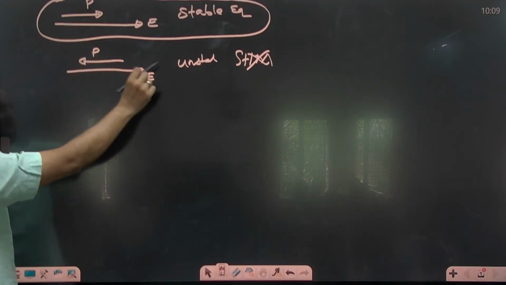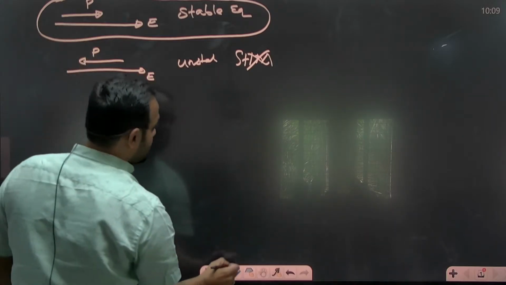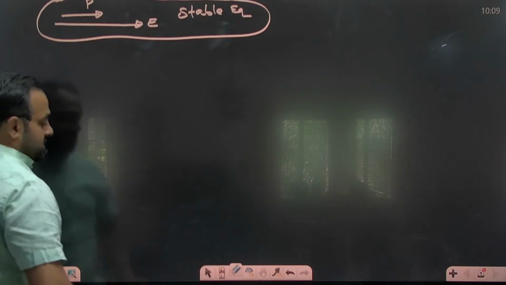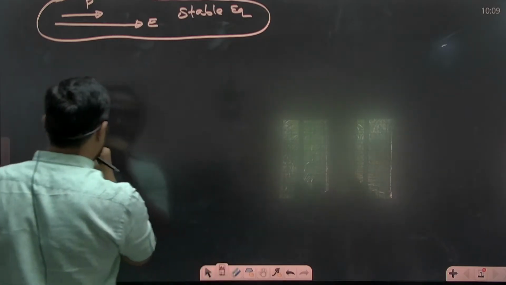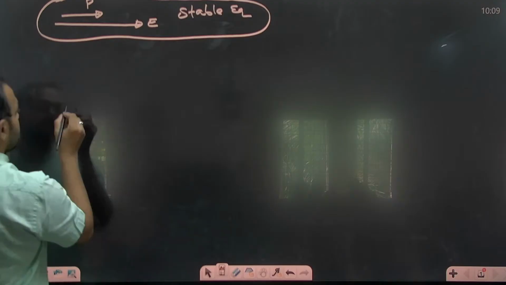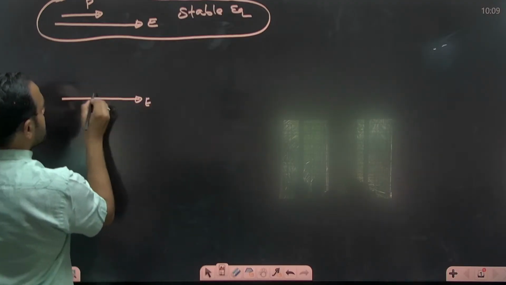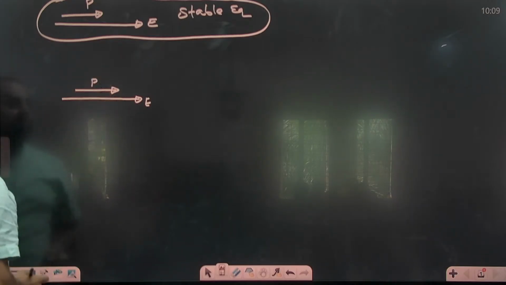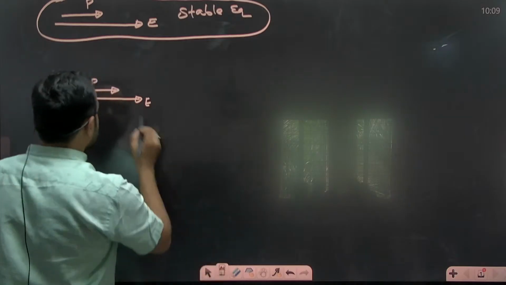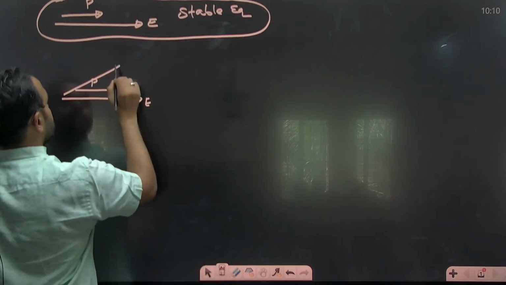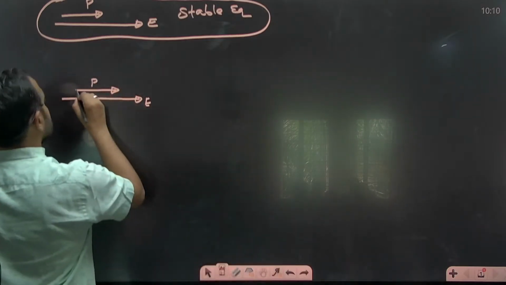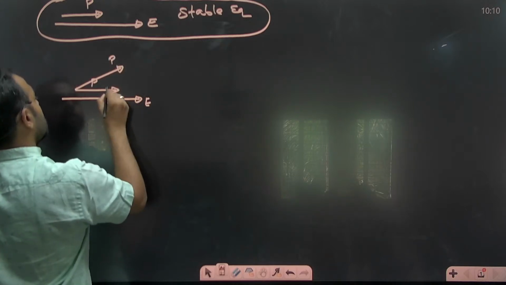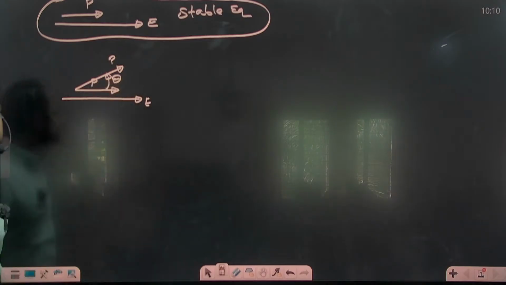Dipole should be in what kind of equilibrium? Dipole should be in stable equilibrium. So now let's say this dipole is in stable equilibrium. This is the electric field and this is the dipole. Now if I rotate it by a small angle in this direction, let's say that angle is theta.